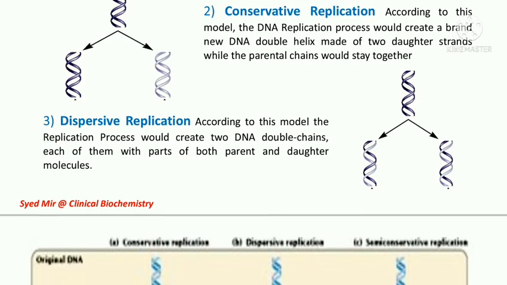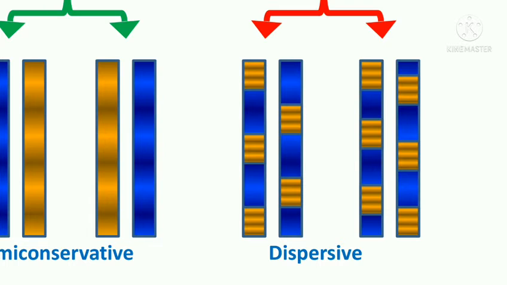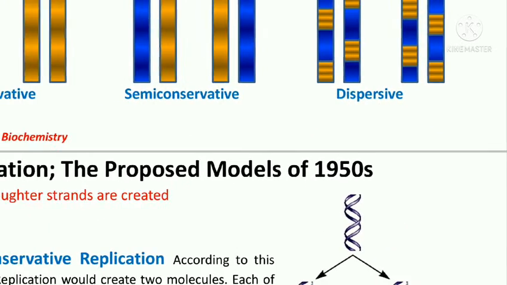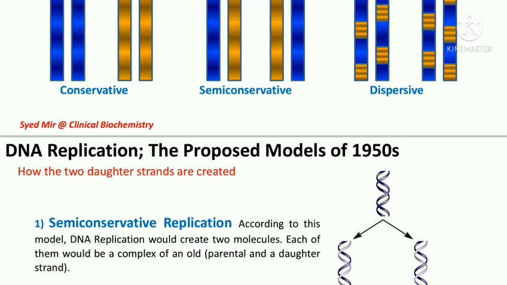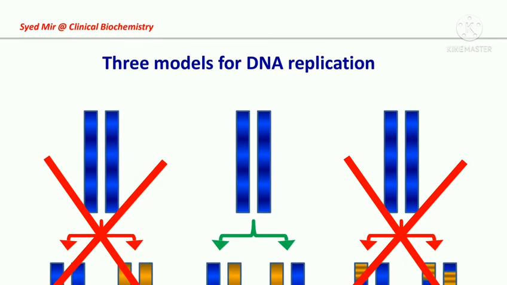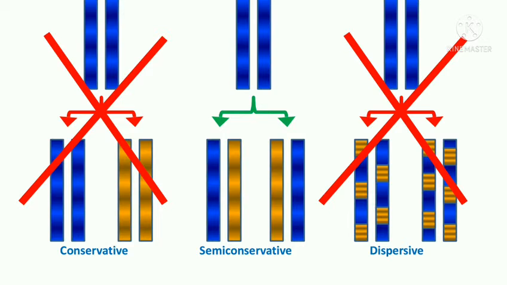Another is the dispersive model. According to this model, the replication process would create two DNA double chains, each of them with parts of both parental and daughter molecules. As seen in the dispersive model, the bits of parental and the bits of new strand are made from the parent strand. This is the dispersive model. The most accepted model of replication is the semi-conservative model.